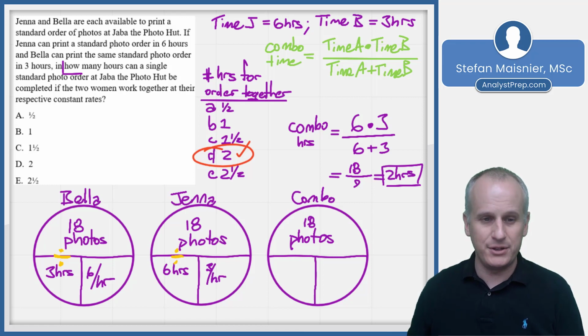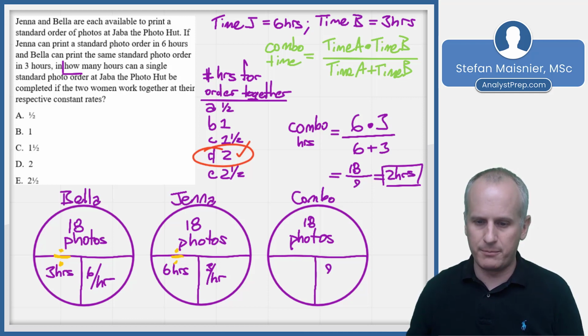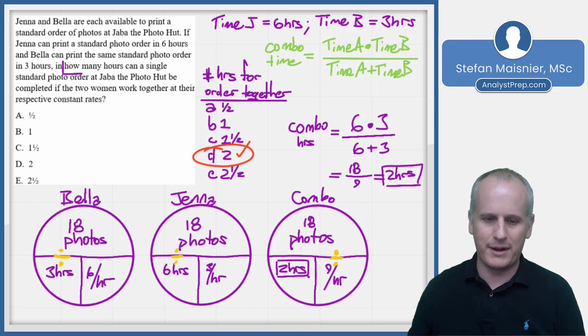Then we can just sum the 2 rates because we know that when they're working together, they're able to do 6 and 3. So the combo rate, when they're both working together at their individual rates, is 9 photos per hour. And of course, if we divide 18 by 9, we discover that that gets us the exact same 2 hours as their combined time.